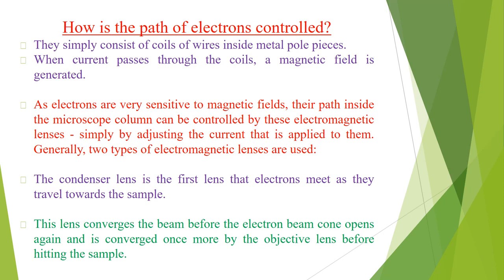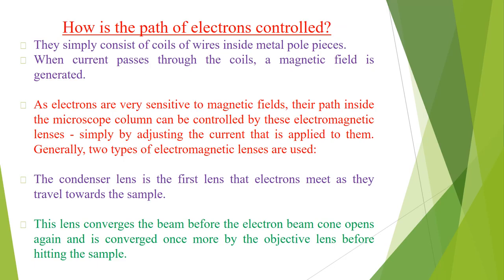When current passes through the coils, a magnetic field is generated. Electrons are very sensitive to magnetic fields, and their path inside the microscope column can be controlled by these electromagnetic lenses simply by adjusting the current applied to them. Generally, two types of electromagnetic lens are used.